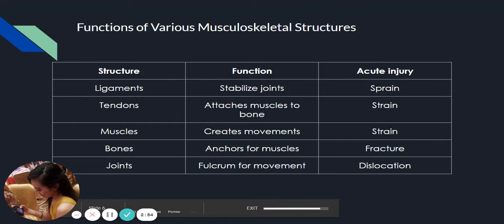Okay. Functions of various musculoskeletal structures. We have ligaments, whose function is to stabilize joints, and the acute injury is sprain. For tendons, they attach the muscles to the bone, and the acute injury we call strain. For the muscles, they create movements, and the injury is strain. Bones are anchors for muscles. The injury is fracture. Joints are the fulcrum for movement, and the acute injury is dislocation.